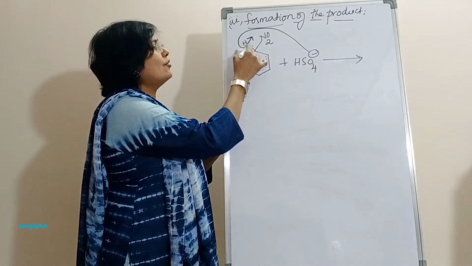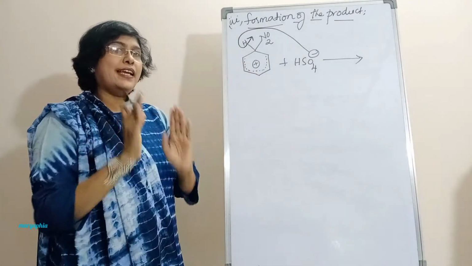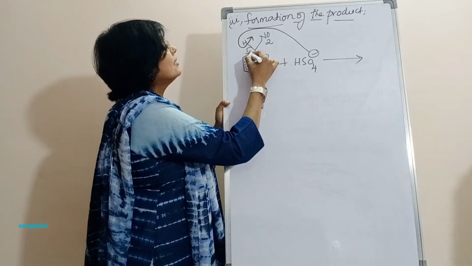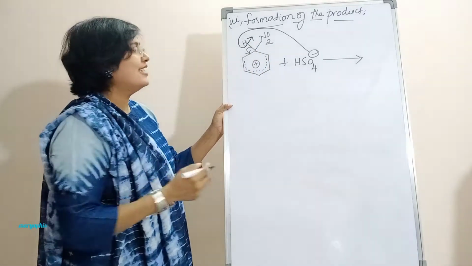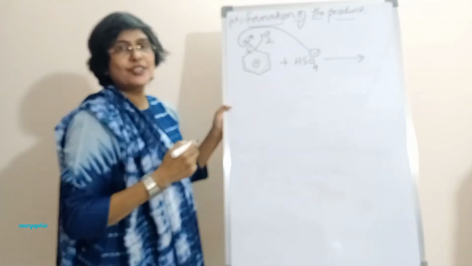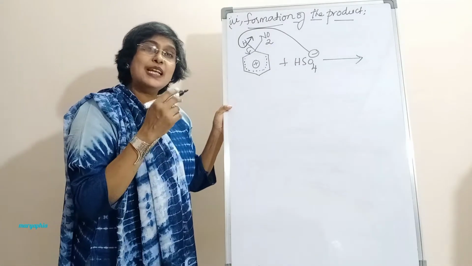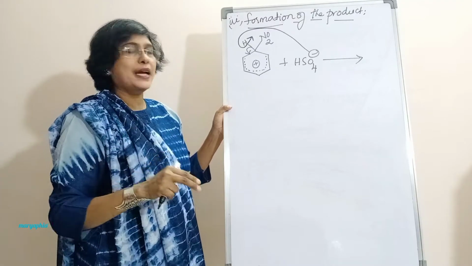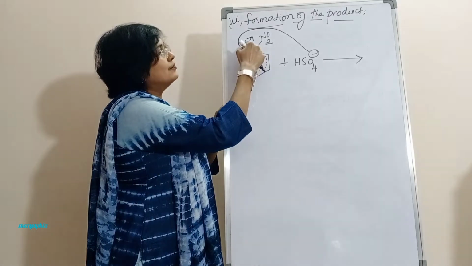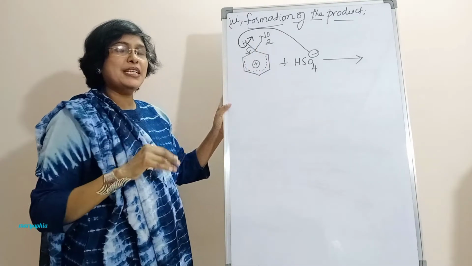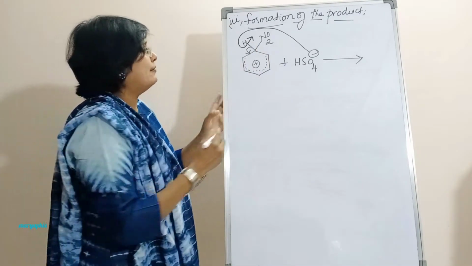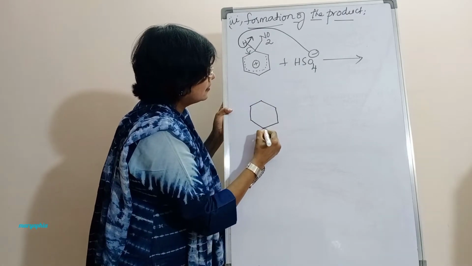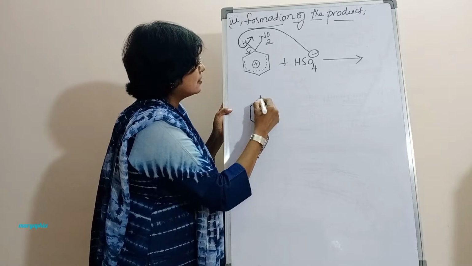Now what happens to these electrons? They will not stay in the air like that. These two will be shifted towards the ring. Why? Because there is a positive charge. Actually, there should be 3 pi bonds inside, but in the intermediate carbonium ion there are only 2 pi bonds. Now one pair of electrons will be shifted inside the ring, by which we get all the 3 pi bonds.